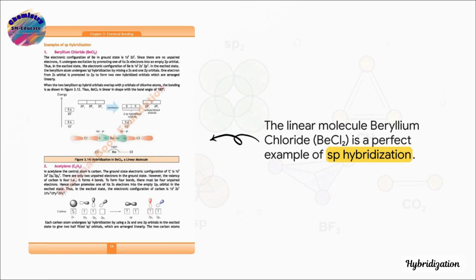Beryllium chloride is the textbook example for this one. The beryllium atom in the middle forms 2 sp hybrid orbitals, which then bond to the 2 chlorine atoms, creating a molecule that is just a perfectly straight line. It's simple, elegant, and really strong.